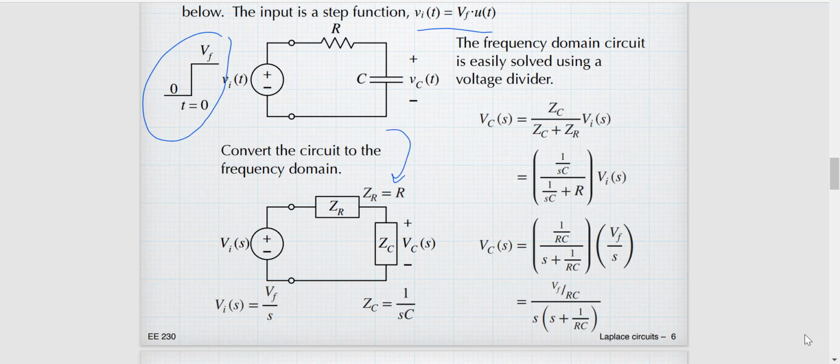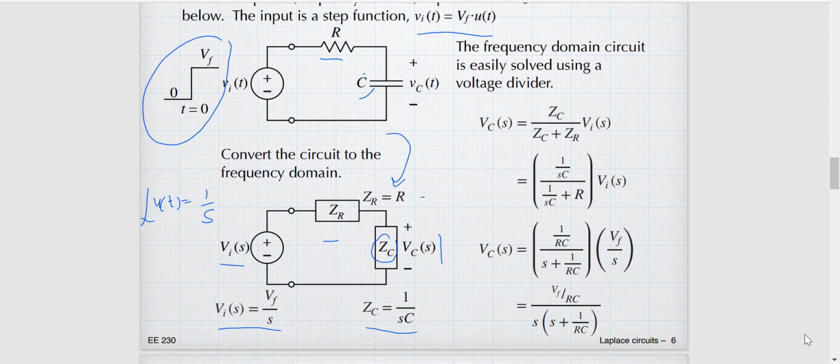Okay, so the first one, we have to convert this circuit to the S domain. So Vi(t) becomes Vi(s), and then R becomes Zr equal to R, and then C becomes Zc, the impedance of the capacitor, and we have the voltage of the capacitor. And then we notice that the Zc is 1 per sC, like my explanation before. This is the capacitive impedance. And then because this is the u(t) or step function, so Vi is Vf per s. Because the Laplace transform of u(t) is 1 per s. So this one is Vf per s.